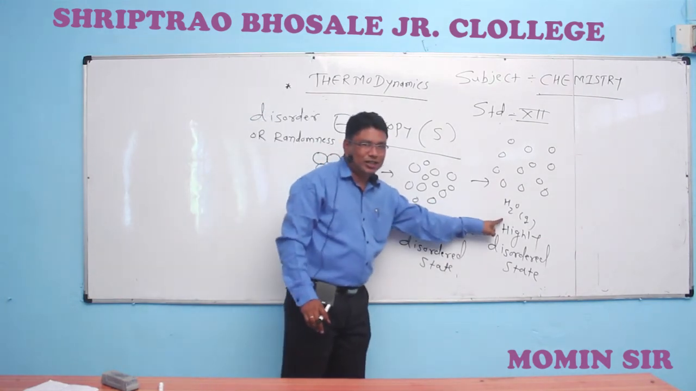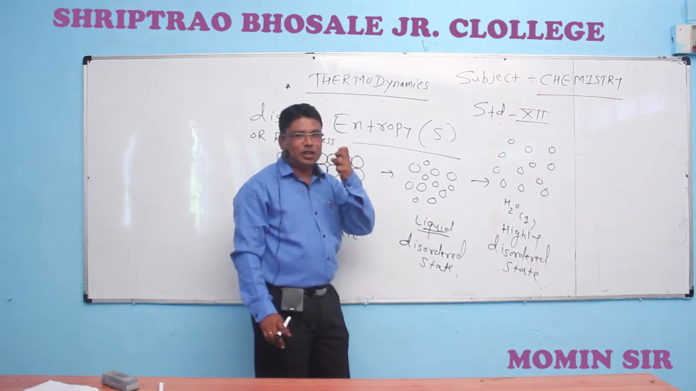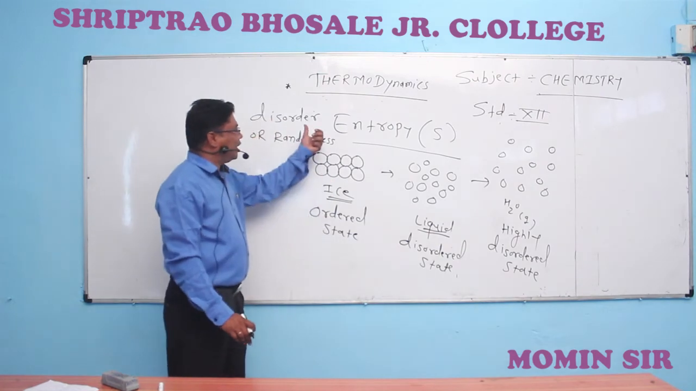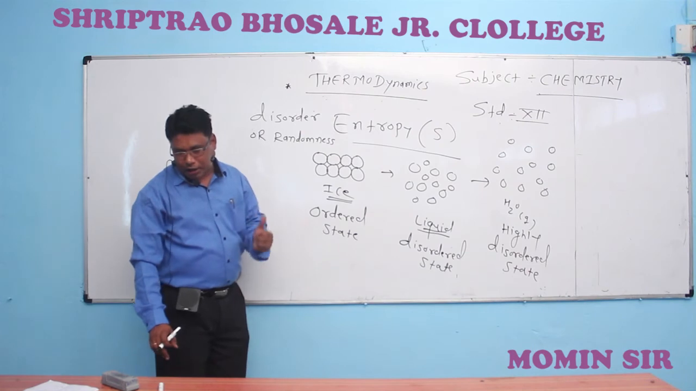Disorder increases, entropy increases. Disorder decreases, entropy decreases. So entropy is a thermodynamic property used to measure disorder or randomness.